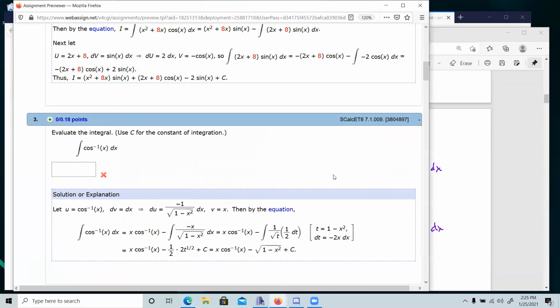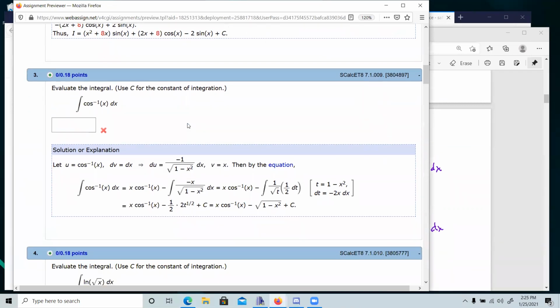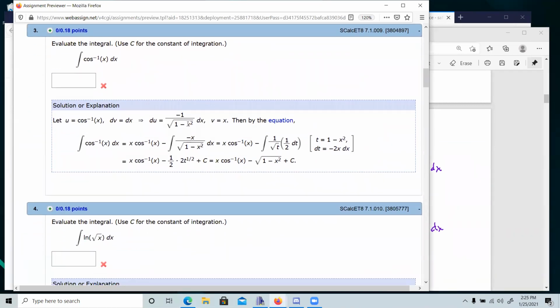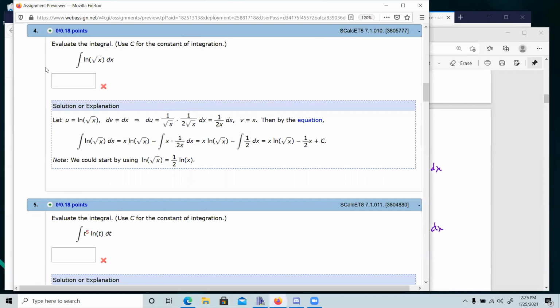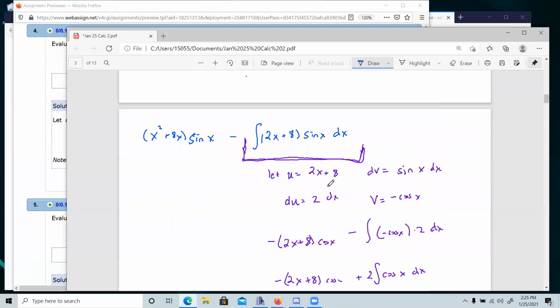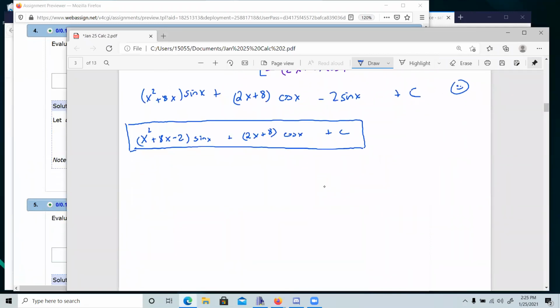All right, so let's take a look. I'm going to wait on the inverse ones for a little bit. I was going to hold off on that one. We'll talk about this one here. Okay. So integrate, again, here is the natural log of the square root of x.